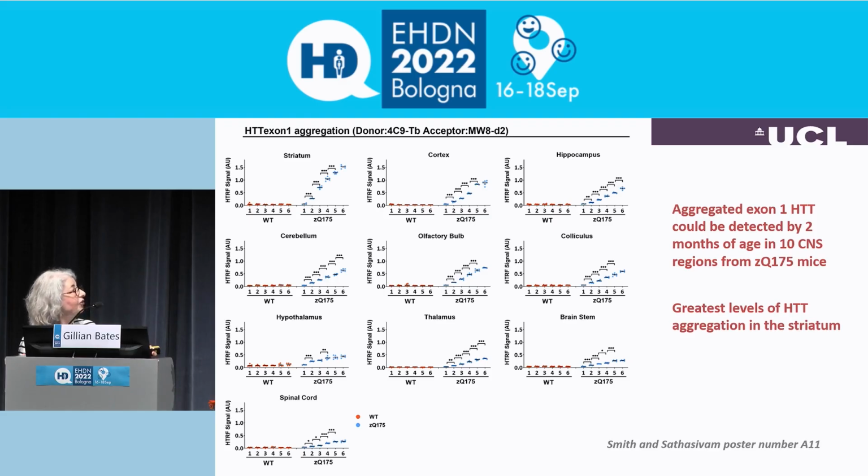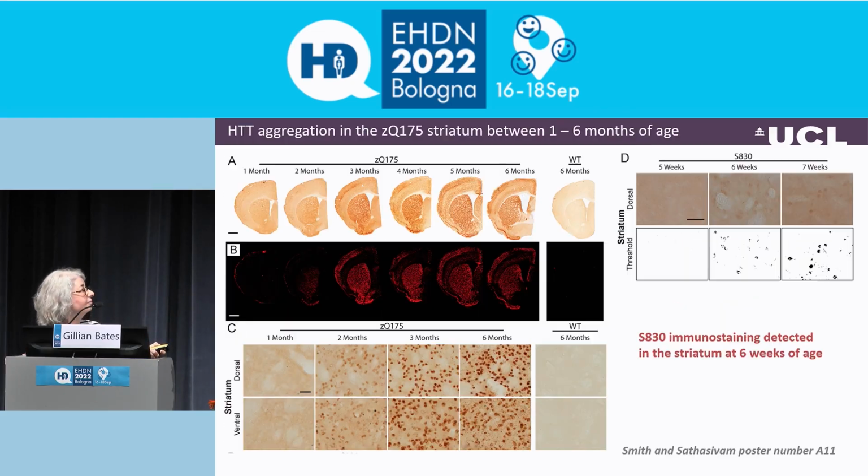So we first of all used, it's just showing you an aggregation assay. We looked in 10 CNS regions from these mice. This is our exon 1 aggregation assay. And this shows you in every region of these mouse brains, you can detect aggregation with this assay by 2 months of age. And the most aggregation is in the striatum. These can all be compared. They were all run at the same time, so these levels are comparable.